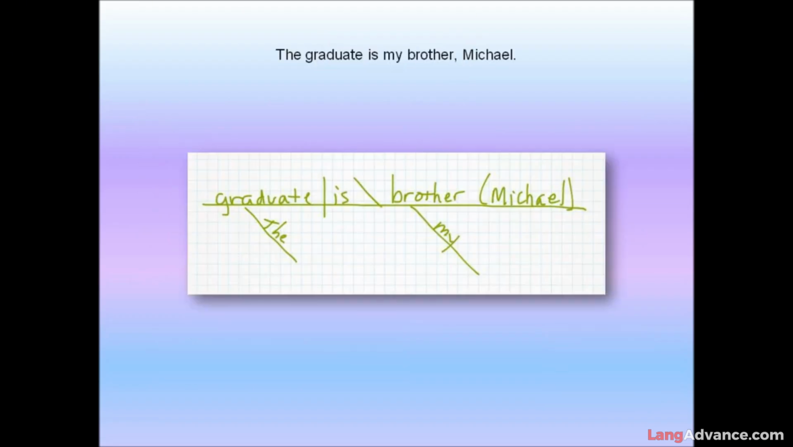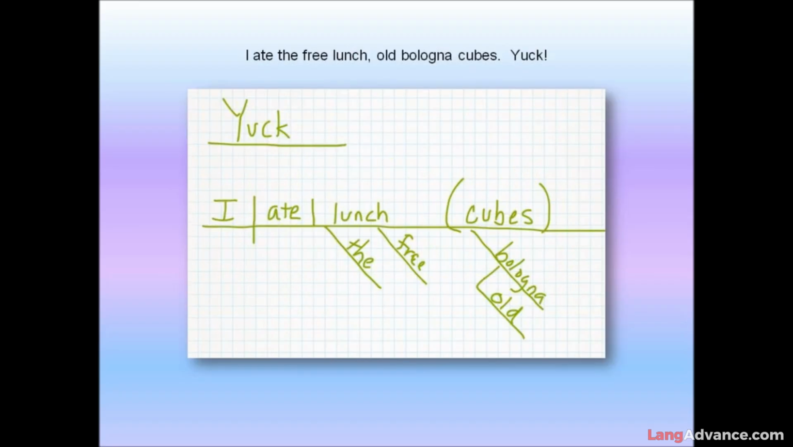The graduate is my brother, Michael. Graduate is the subject, is the linking verb, brother is the predicate nominative, Michael is the appositive that renames brother. The describes graduate and my describes brother. Yuck is an interjection. Then I is the subject, ate is the verb, lunch is the direct object, cubes renames lunch. The and free both describe lunch. Old baloney describes cubes.